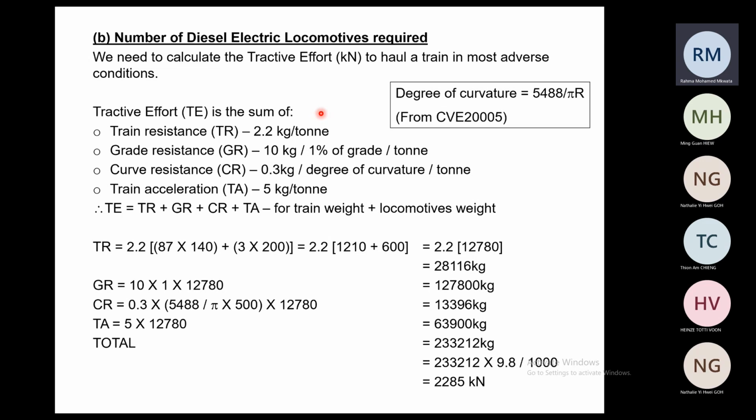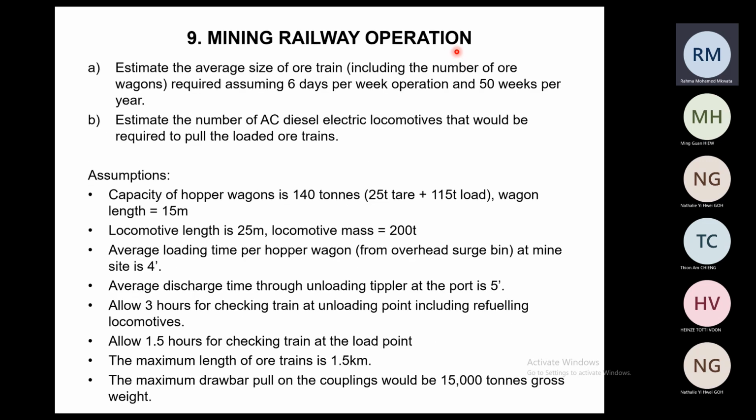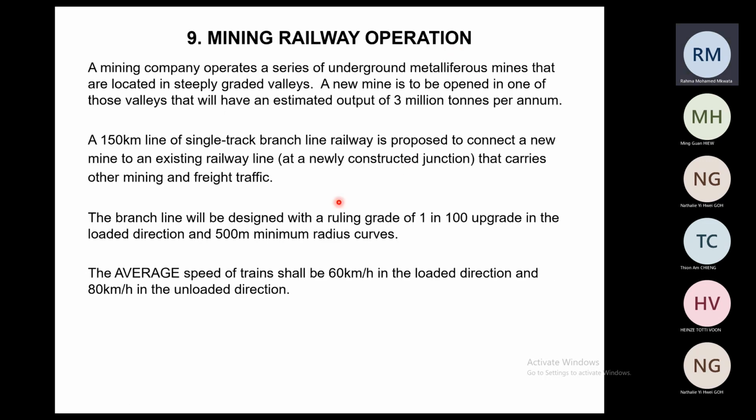So under part B, what we need to do is to determine the tractive effort to haul or propel a train in the most adverse condition. The most adverse condition is actually when the train is going uphill. Earlier on in the question, when we look into the question requirements, the branch line will be designed with a ruling grade of 1 in 100 upgrade. So this actually determines the power of your train, the limitation of your train.